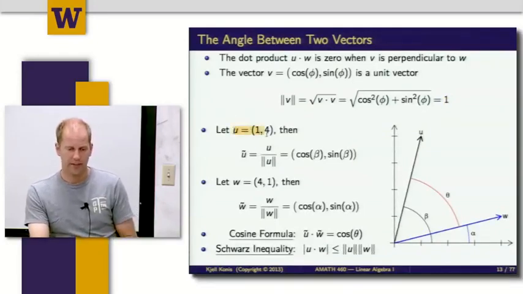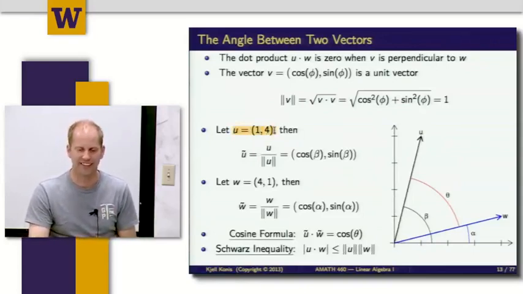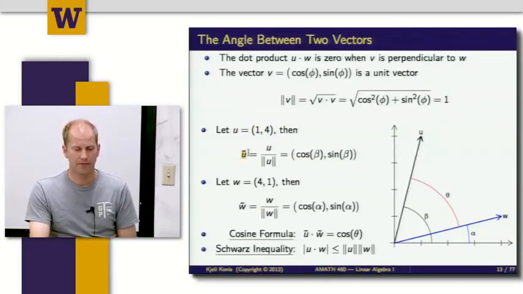So I couldn't make all of this pop up in the sequence like I normally like to, so I had to just put it all on the slide at the same time. So if I define a vector u to be the vector (1, 4), that's this black vector pointing up here, then if I find a unit vector pointing in the same direction, I can get that just by dividing u by its length, then the components of that unit vector are going to be (cosine beta, sine beta). So this angle here is beta.